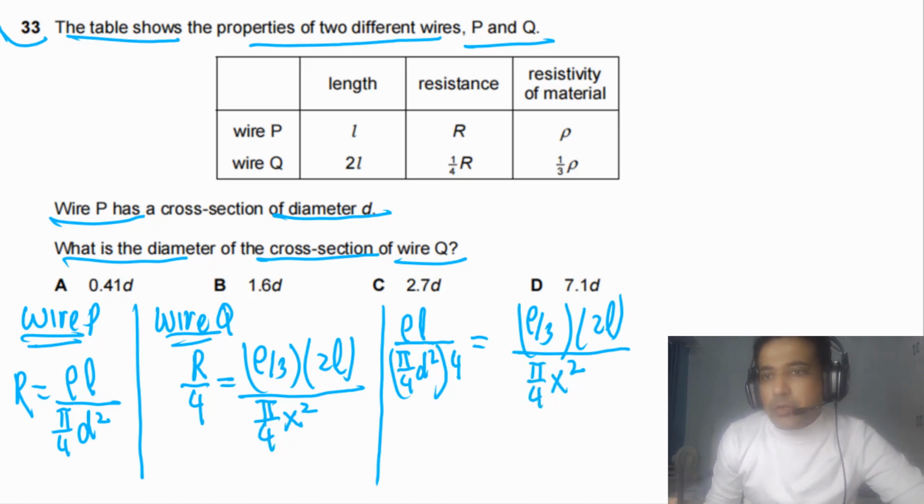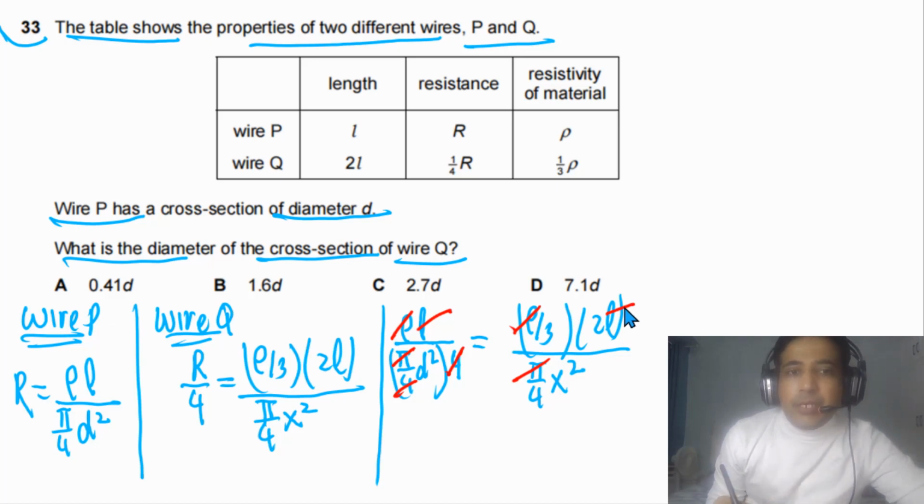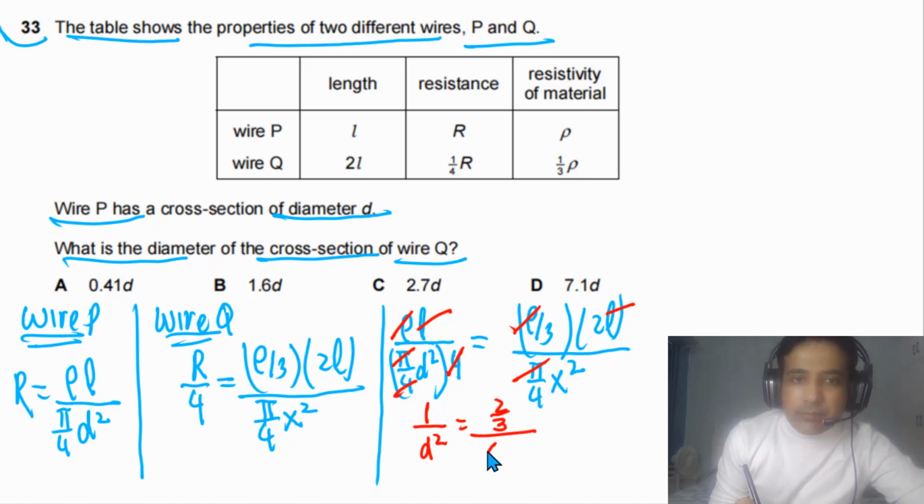Now simply we need to cancel. We can cancel this 4 with this, this pi with this pi, this rho with this rho, and this L with this L. Now we are left with d squared on this side, so we can write this is 1 over d squared, and here we have 2 by 3, divided by x squared divided by 4. Now simply we cross multiply.